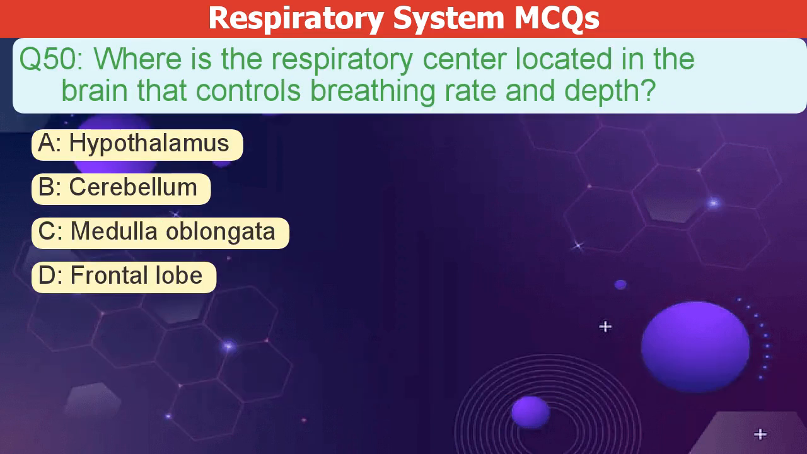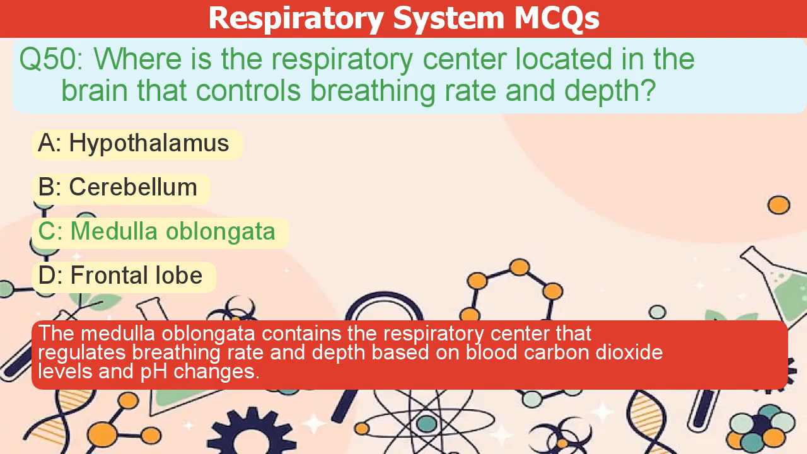Where is the respiratory center located in the brain that controls breathing rate and depth? A. Hypothalamus. B. Cerebellum. C. Medulla oblongata. D. Frontal lobe. The correct answer is C. The medulla oblongata contains the respiratory center that regulates breathing rate and depth based on blood carbon dioxide levels and pH changes.